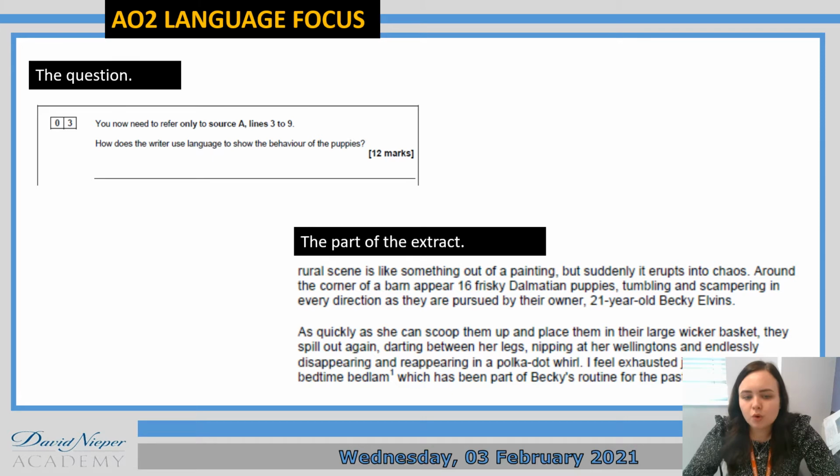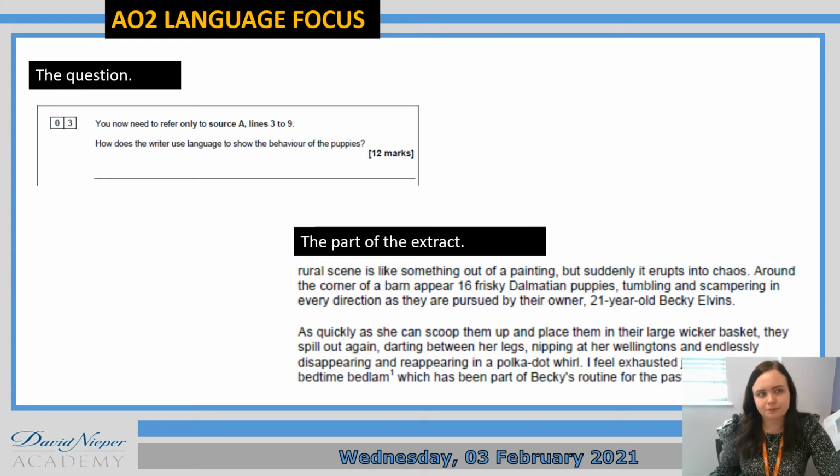So the rural scene is like something out of a painting, but suddenly erupts into chaos. Around the corner of a barn appear 16 frisky Dalmatian puppies, tumbling and scampering in every direction as they are pursued by their owner, 21-year-old Becky Elvins. As quickly as she can scoop them up and place them in their large wicker basket, they spill out again, darting between her legs, nipping at her Wellingtons and endlessly disappearing and reappearing in a polka dot whirl. I feel exhausted just watching this bedtime bedlam, which has been a part of Becky's routine for the past 7 months.